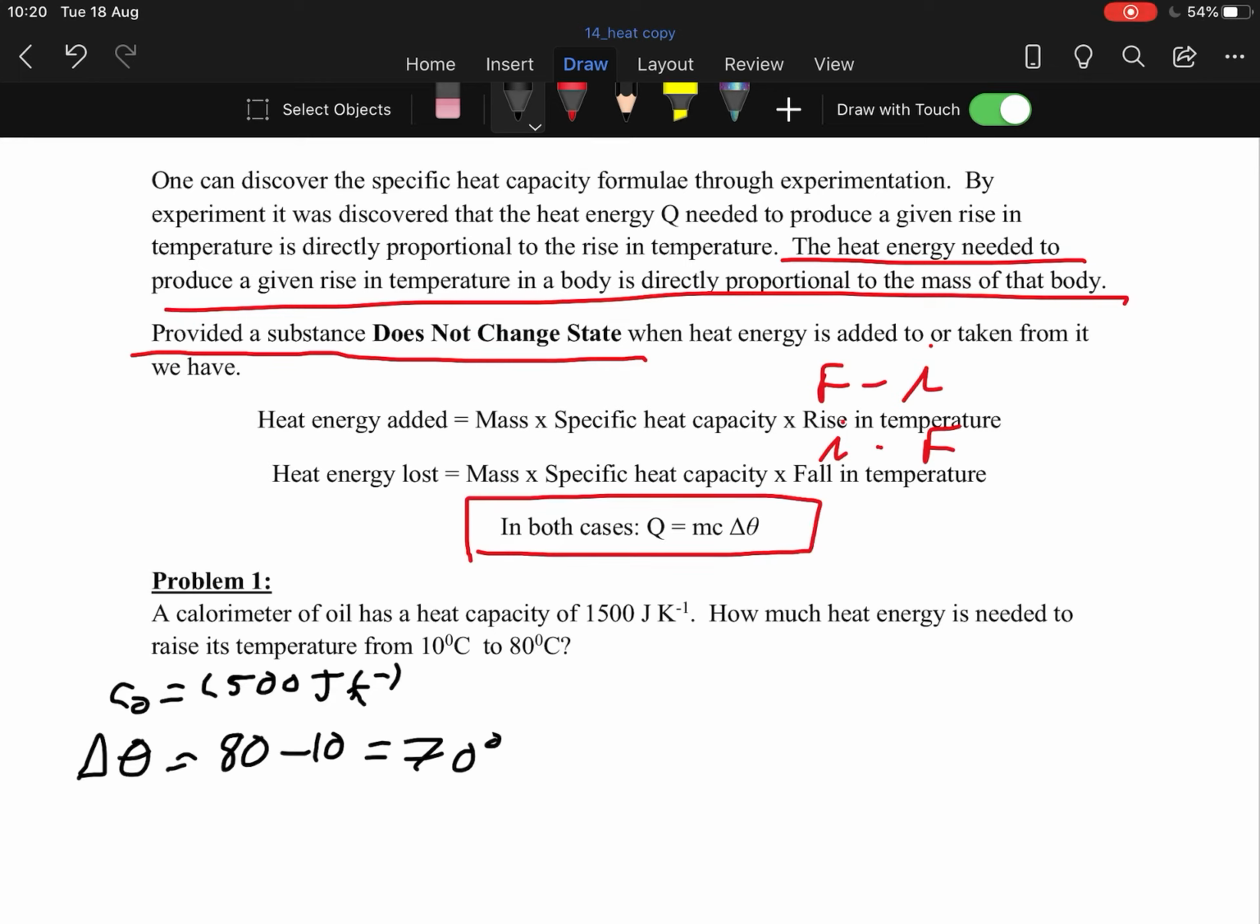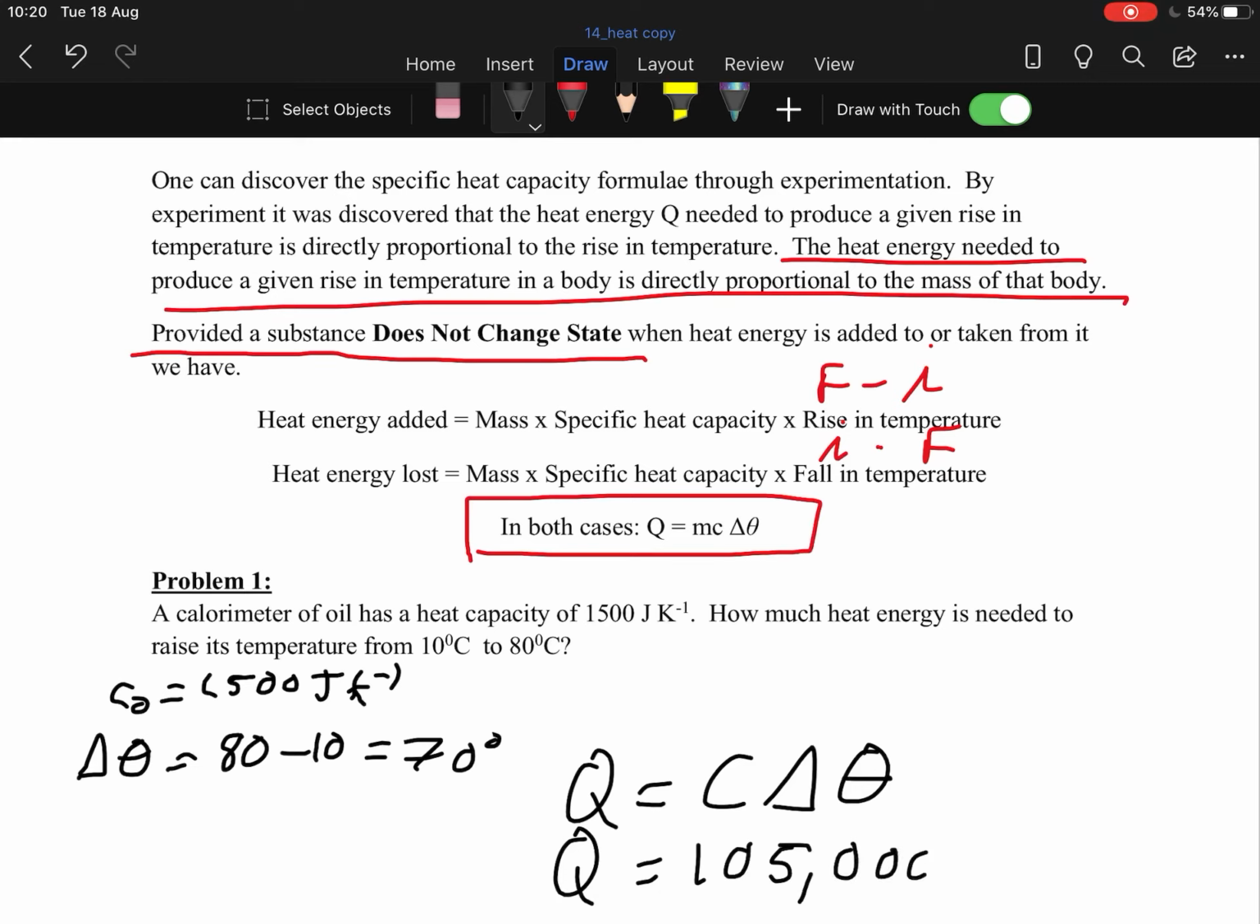So we're not using specific heat capacity here. We're going to use heat capacity because it didn't give us a mass. So if they don't give you a mass, you can still answer it. So we're looking for Q equals C delta theta. So Q, that should work out to be 105,000 joules. Okay.